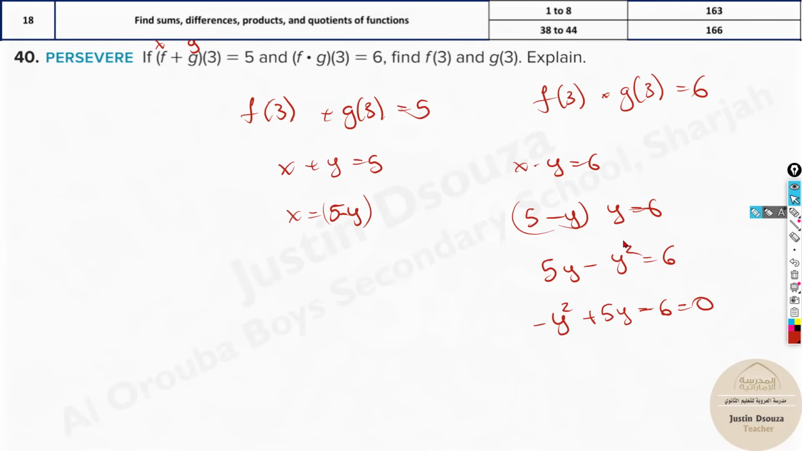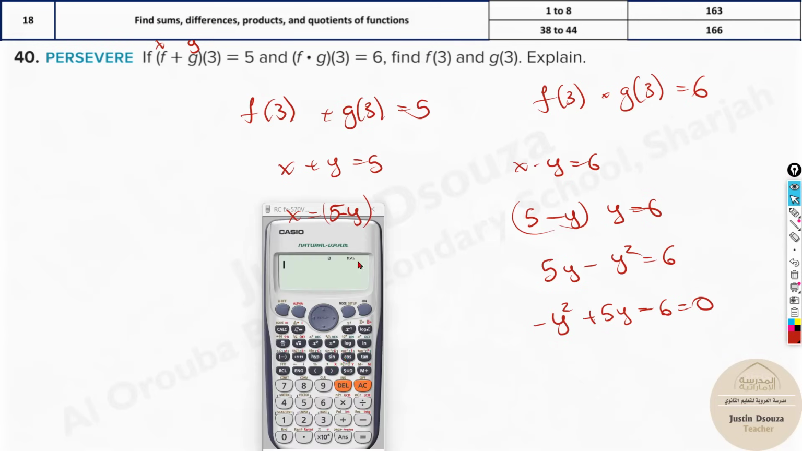Now to find the y value, you should use your calculator. All you do is mode, 5 and 3. And the coefficients are minus 1, 5 and minus 6. The answer is 3 and 2. So now this y value can be two possibilities, right? So let's write it. y is equal to 3 and y is equal to 2.